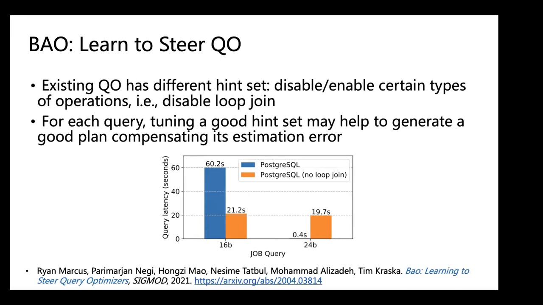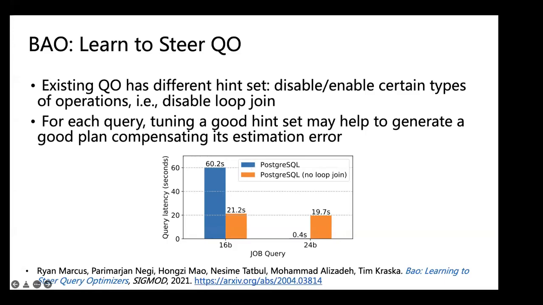For steering, we know that each QO may have different hint sets. A hint set means that you can disable or enable certain types of operations. For example, you can disable the nested loop join in Postgres.